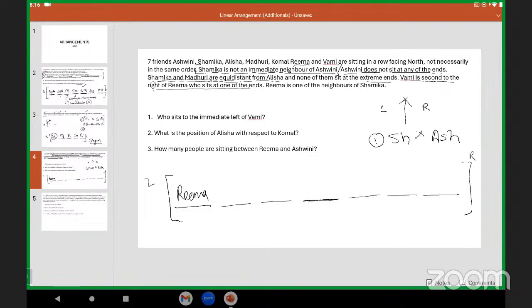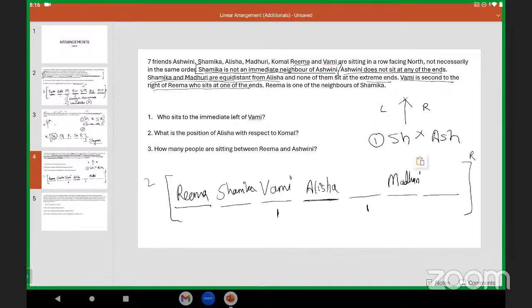Okay, Vami sits over here. Rima is one of the neighbors of Shamika. If Shamika is over here, and we have one more statement that Shamika and Madhuri are equidistant, so Alisha has to be here. Alisha will be here. And similarly, at a distance of one, Madhuri will be here.